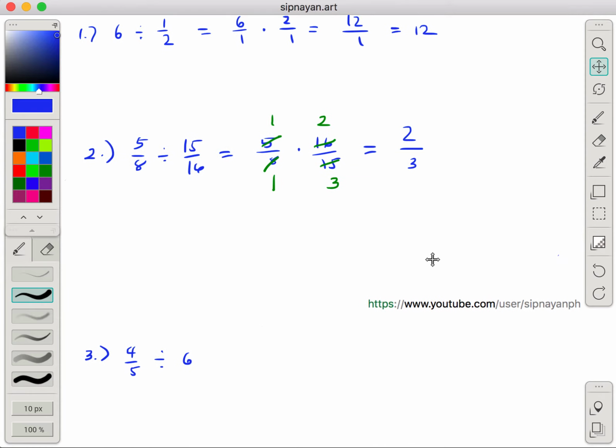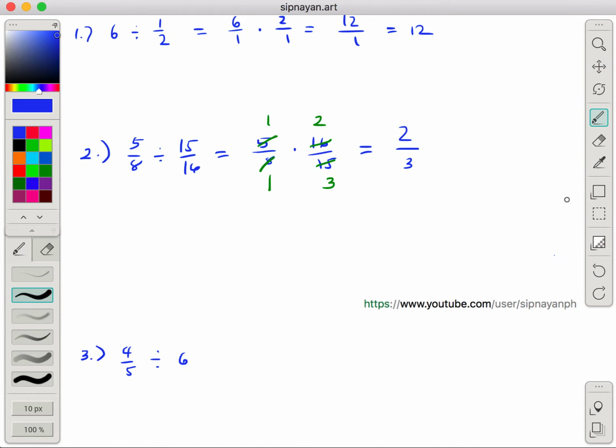Number 3, 4/5 divided by 6. So, this is equal to 4/5 times, ano yung reciprocal ng 6? Remember, ang 6 natin ay 6 over 1, di ba? So, ang reciprocal niya ay 1 over 6. Lahat ng whole numbers, para mas madali matandaan, lagyan natin ng over 1 pag namumultiply tayo or nag-divide tayo ng fractions. So, magiging 4/5 times 1/6.